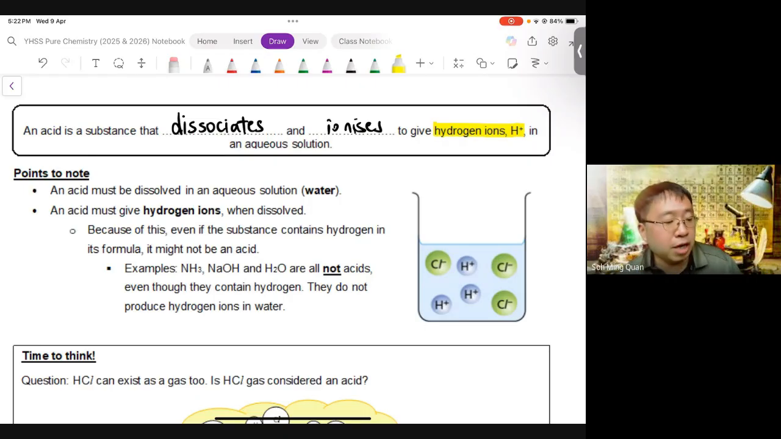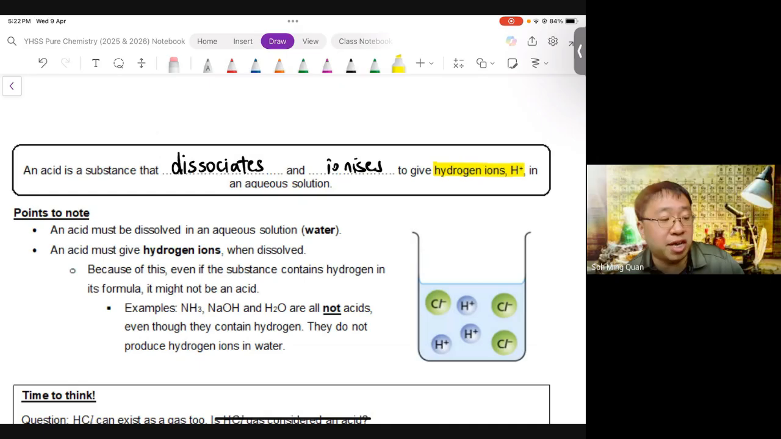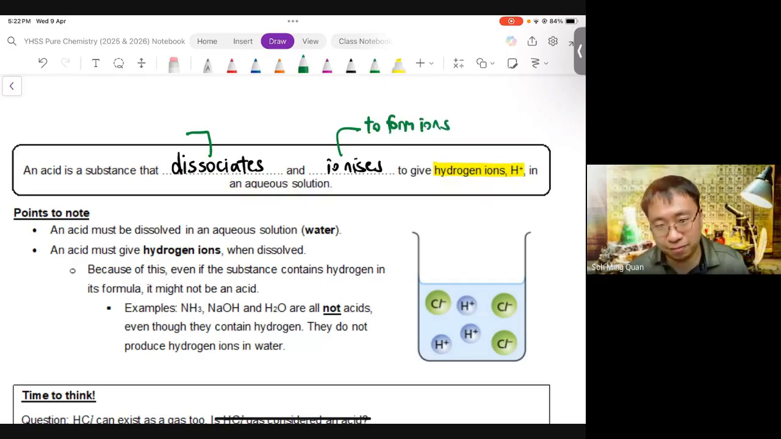Now let's try to break down these words, dissociate and ionize. The easier word to dissect is ionize, right? Dissociate is harder, ionize is easier. Ionize means to form ions. So it forms H+. It becomes charged. Originally, it's not charged. Now it became charged, H+, right? Now, the word dissociate is a very scientific way of putting the concept of it broke up.